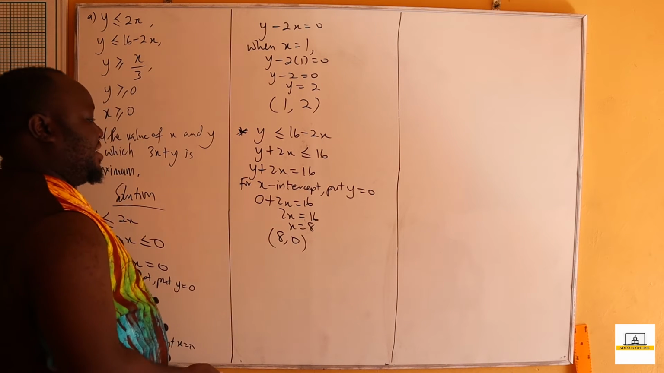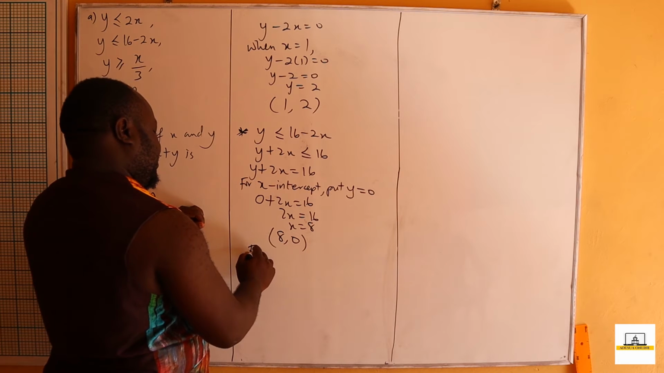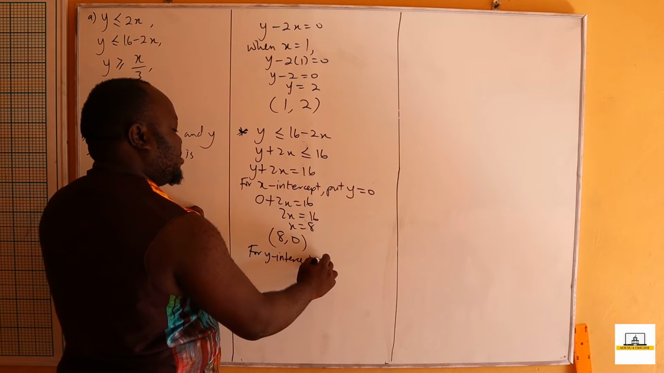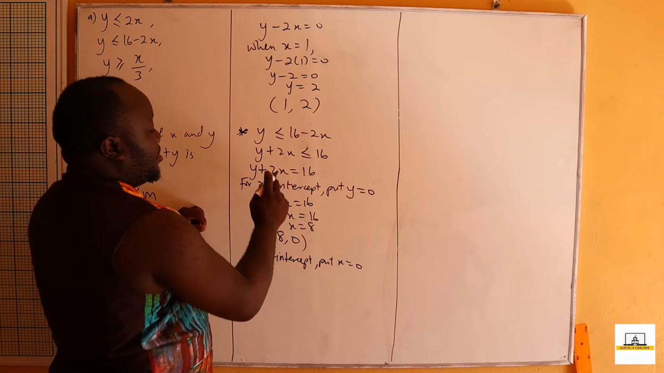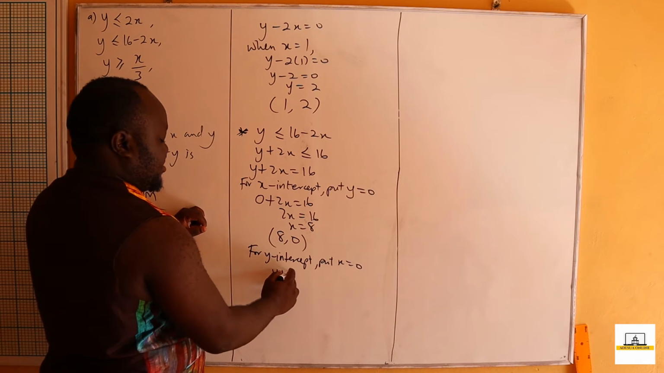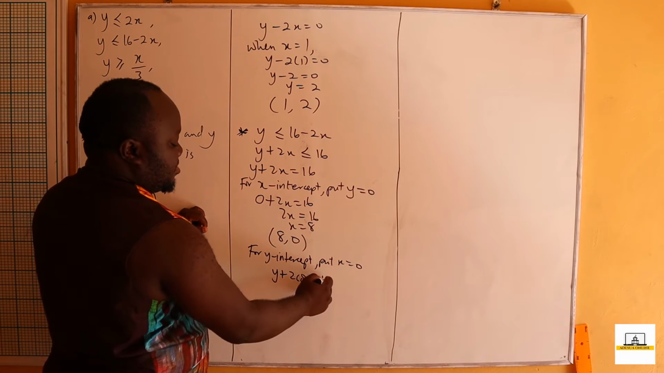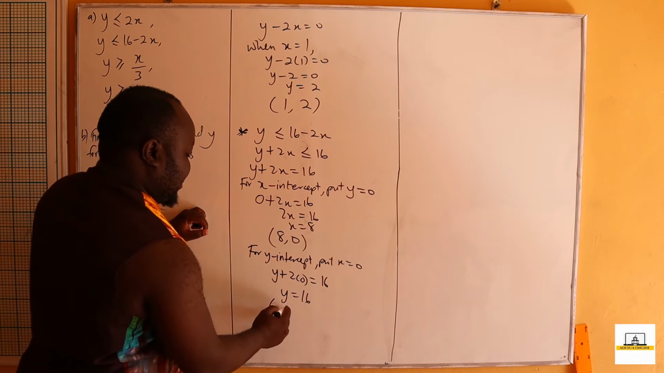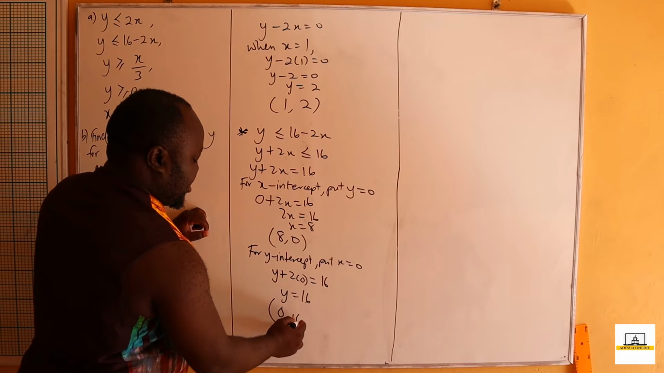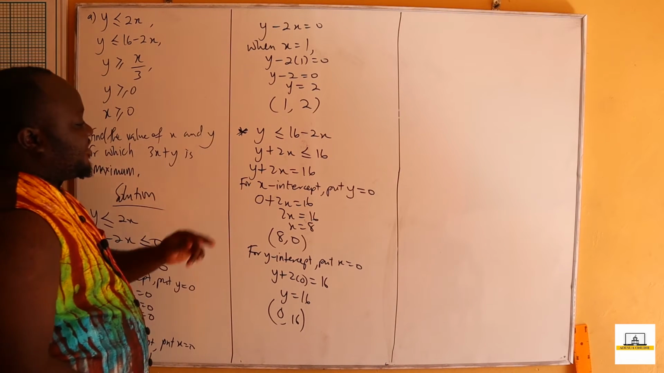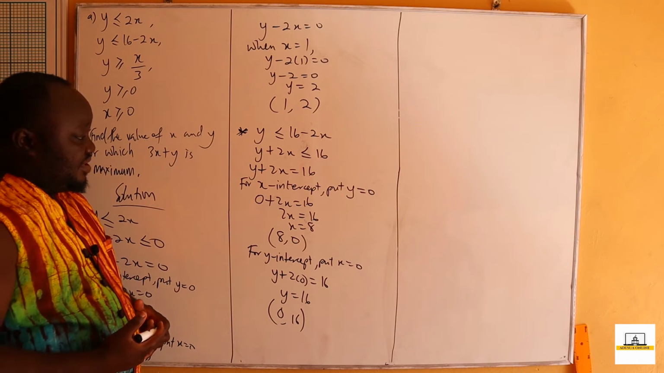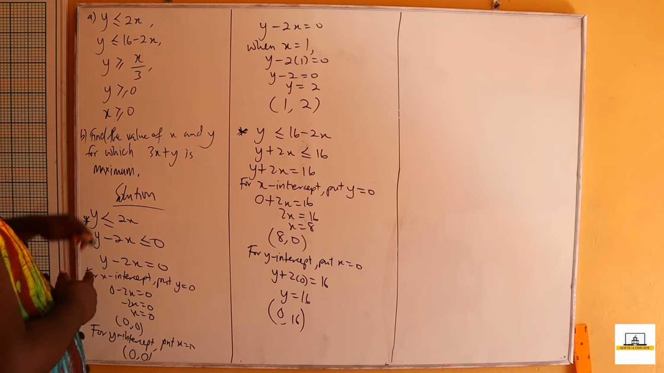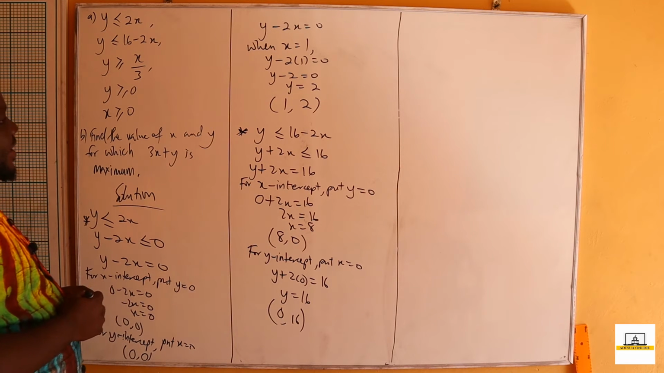Then we find the y-intercept. For y-intercept, put x equal to 0. When x is 0, we shall have y plus 2 times 0 is equal to 16. So we shall have y is equal to 16. This means that x is 0, y is 16. With these 2 points, for this straight line, we are getting it directly. We don't have (0, 0) here.